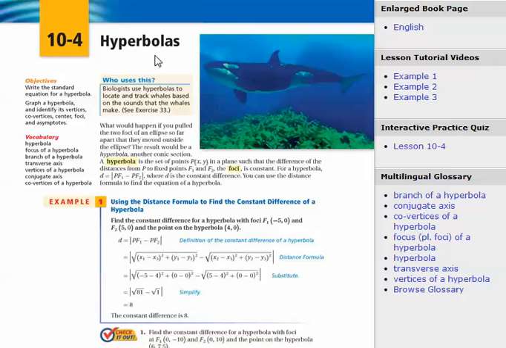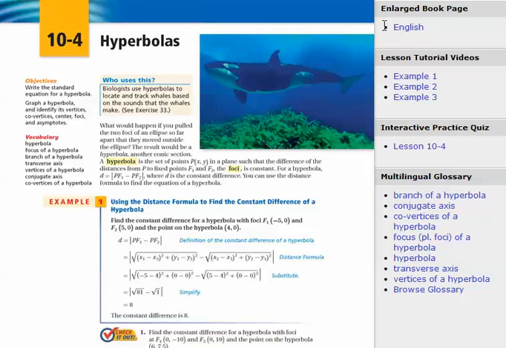I just wanted to go through and talk a little bit about what we're going to do in week 2. We are going to continue with our chapter 10, all about the conic sections that we started talking about last week. We're going to continue with the next 3 sections, sections 4, 5, and 6. I just want to go through and talk a little bit about each of these again.